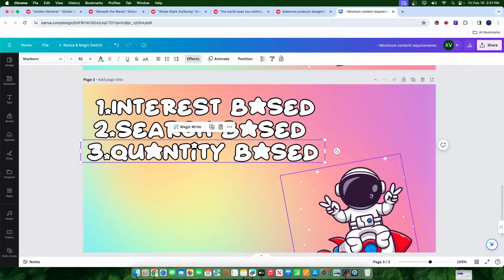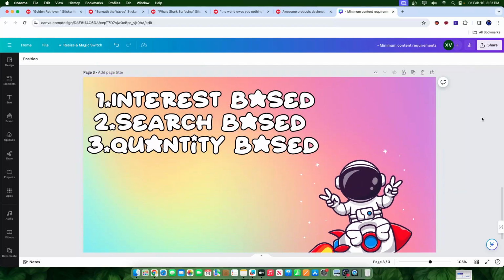So there's going to be three types that we're going to talk about. We're going to talk about interest-based designs, search-based designs, and quantity-based designs. I'm going to explain the three, all right?